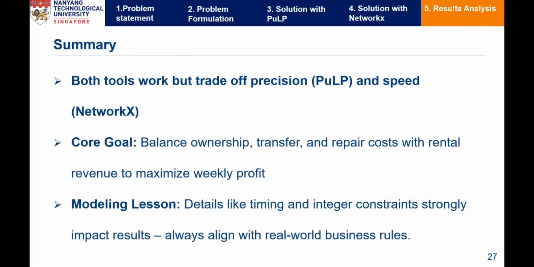Then a summary and a recommendation. Both tools work, but they trade off different properties. PuLP favors precision, auditability, and rapid what-if analysis, while NetworkX favors speed and a slightly higher profit in our tests. The core business target is to balance ownership, transfer, and repair cost against rental revenue to maximize weekly profit. The results consistently indicate an optimal fleet around 600 cars, with profit primarily driven by pricing. Recommended next steps are to stress test price bands and transfer costs and choose the implementation based on needs: PuLP for policy-heavy scenarios and explainability, NetworkX for production deployment where speed and integer flows are paramount. Okay, thank you.